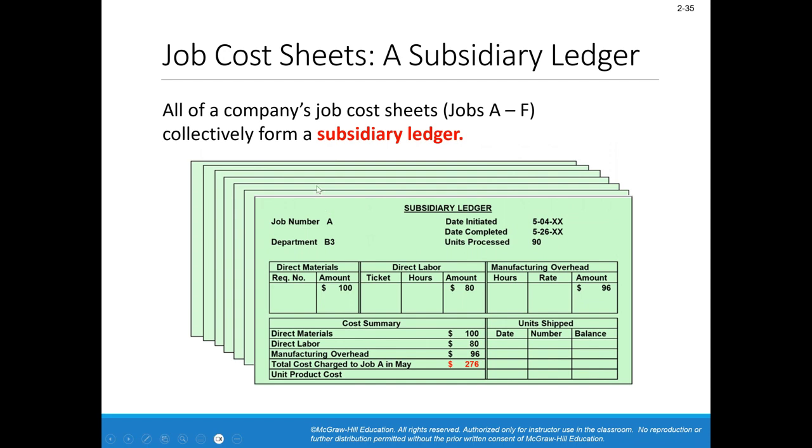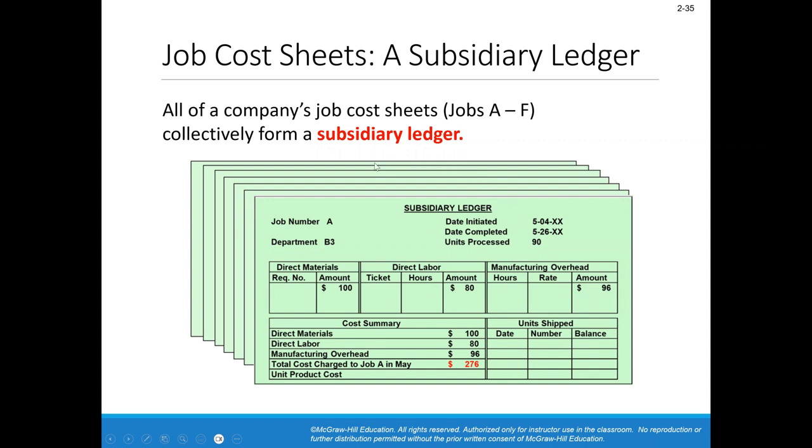So here we're going to look at these subsidiary ledgers. All of the company's job sheets collectively form a subsidiary ledger, and this is really going to be work in process at this point. We're going to be moving the direct materials. We had $100 in raw materials, and we're now moving that amount into work in process. The direct labor hours will be charged directly to this job, and manufacturing overhead, of course, will be allocated. So the total charge for the job A in May is 276.